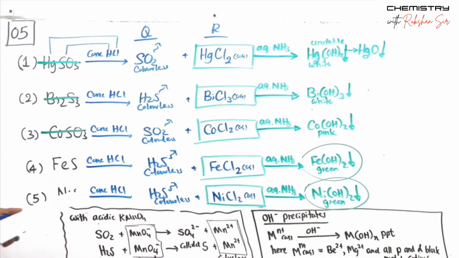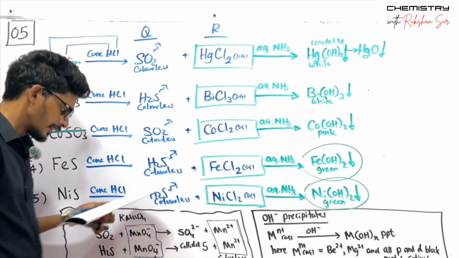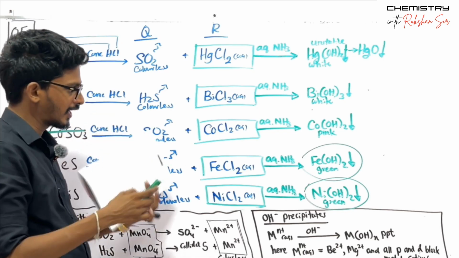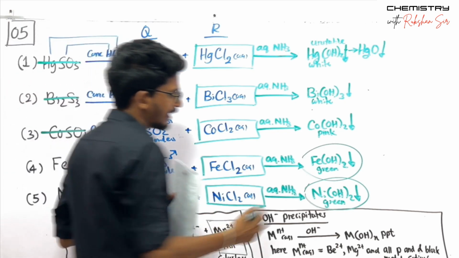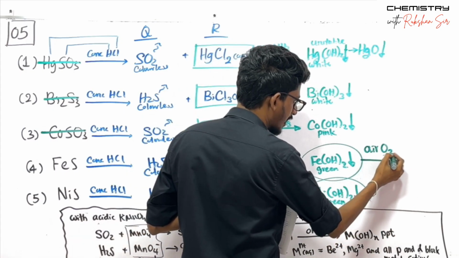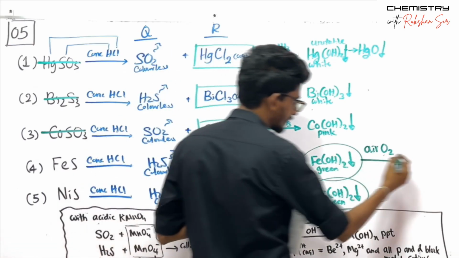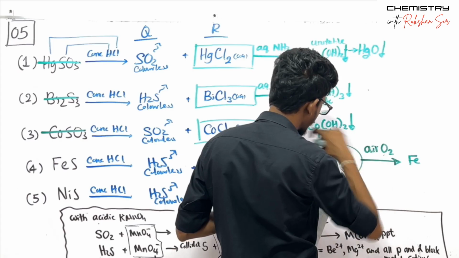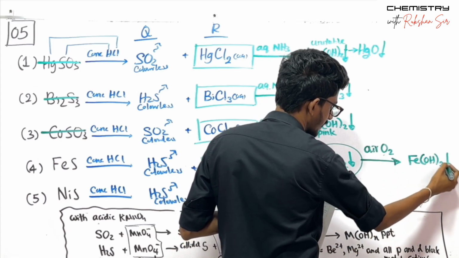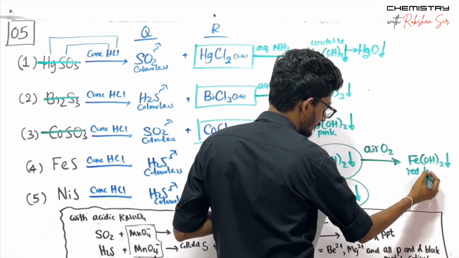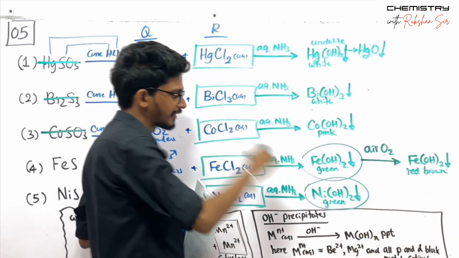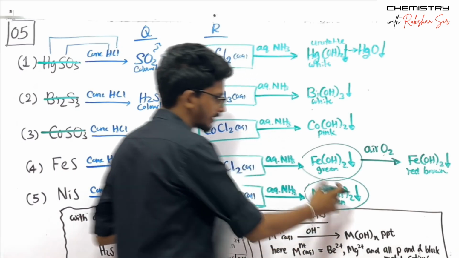Then, the precipitate formed above turns brown when exposed to air. So what will happen? Fe2 plus will air oxidize to Fe3 plus, since the stable form is Fe3 plus. So normally Fe2 plus things will air oxidize to red brown. No such kind of air oxidation here.